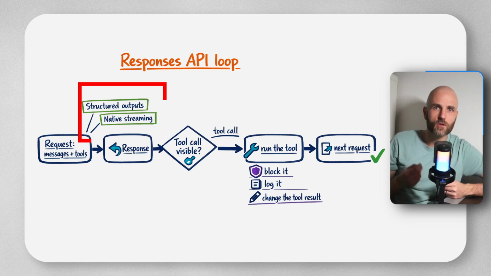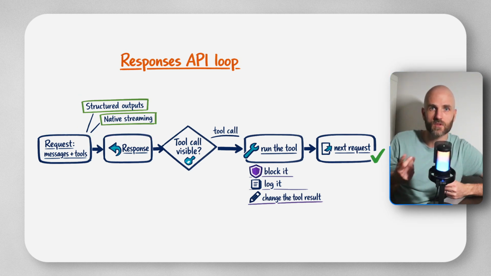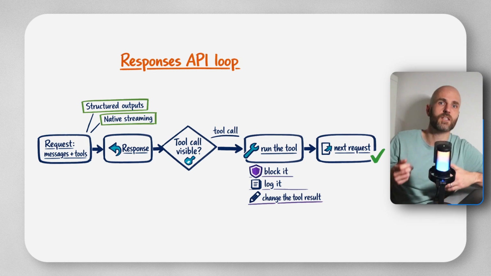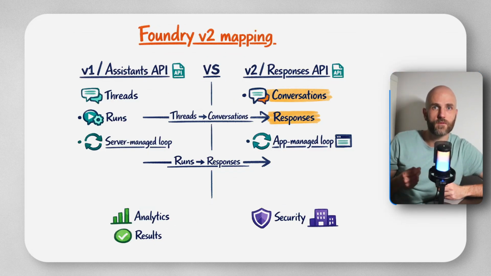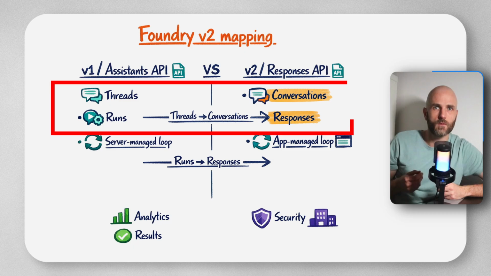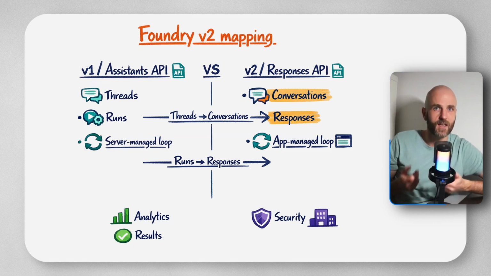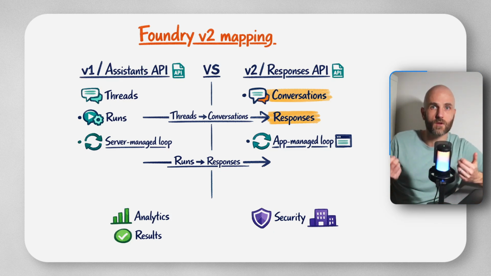I also get structured outputs and native streaming as part of that same response shape. So it's less the service runs my agent and more I run the loop, and the model tells me what it wants. In Foundry Agent Service v2, that shift shows up very directly. Threads become conversations and runs become responses. It's the same agent idea, but it's a lighter protocol. And I'm not locked into one big server-side run.